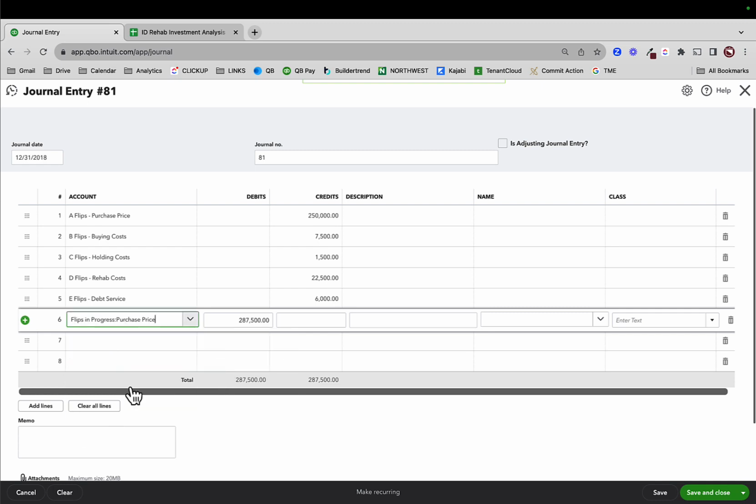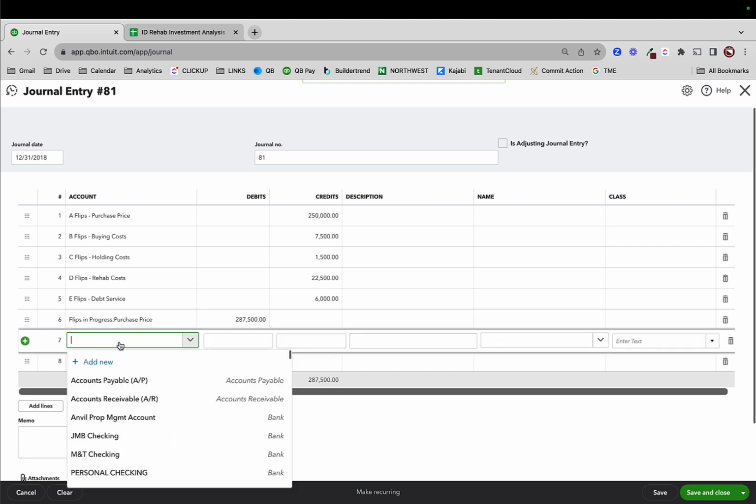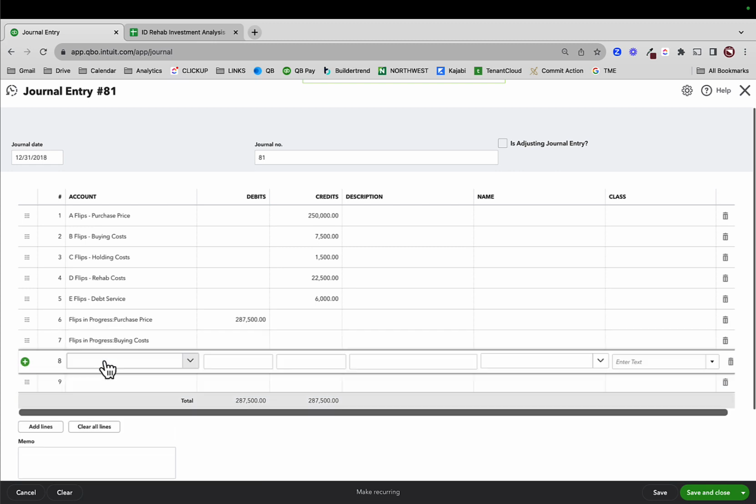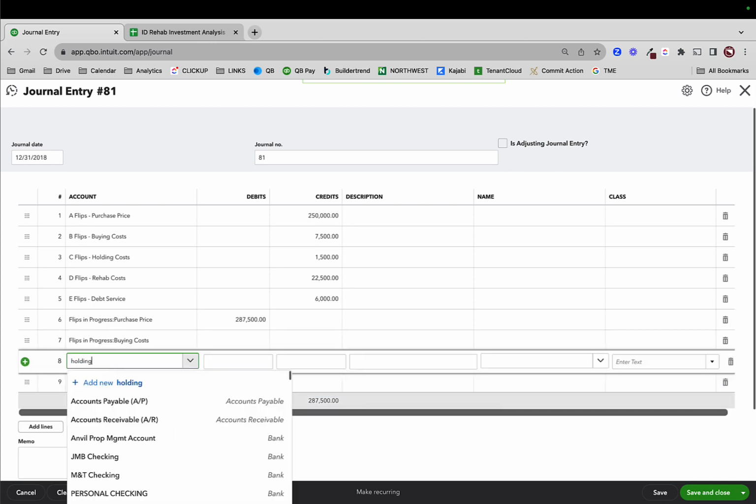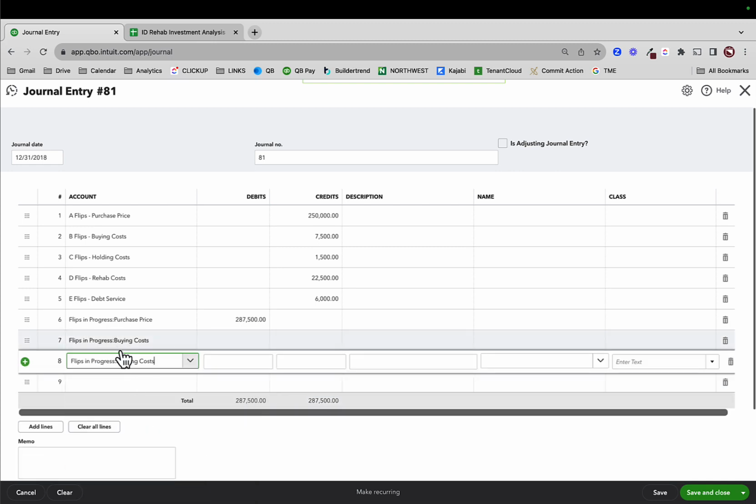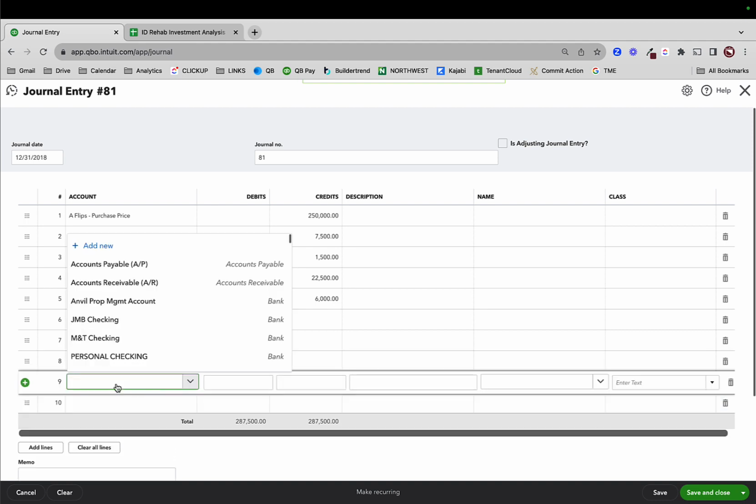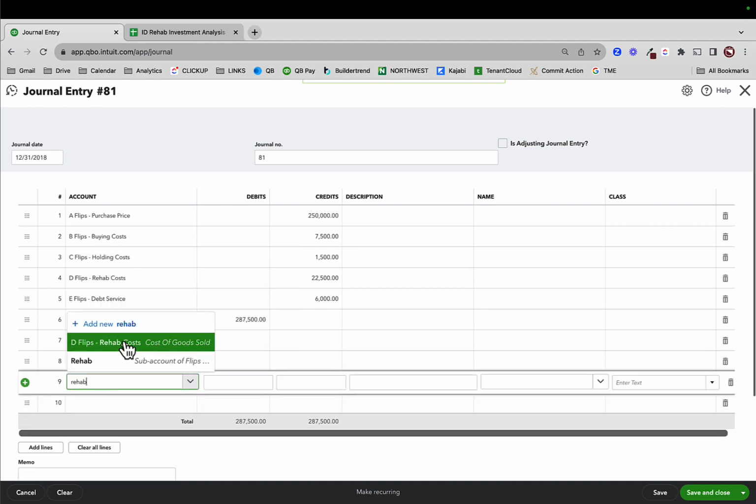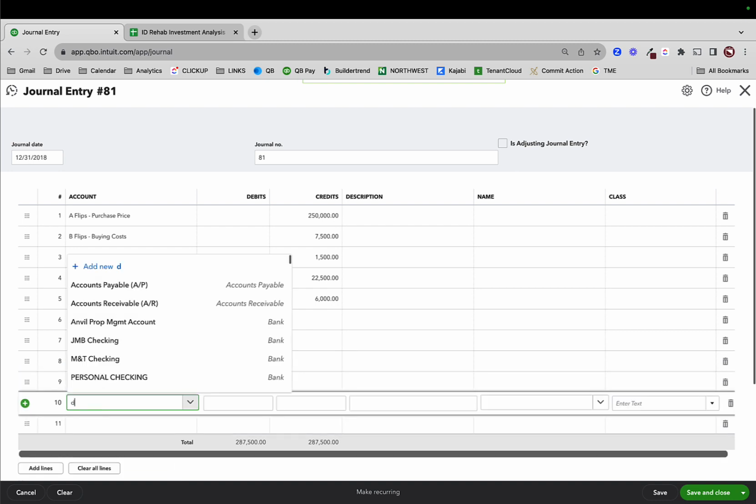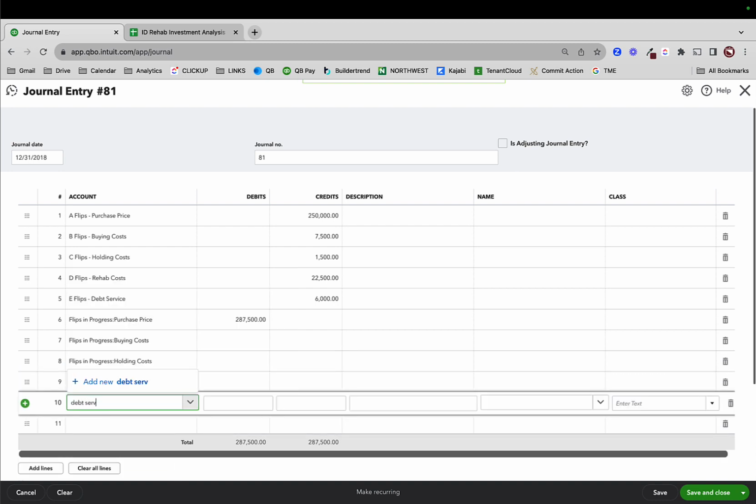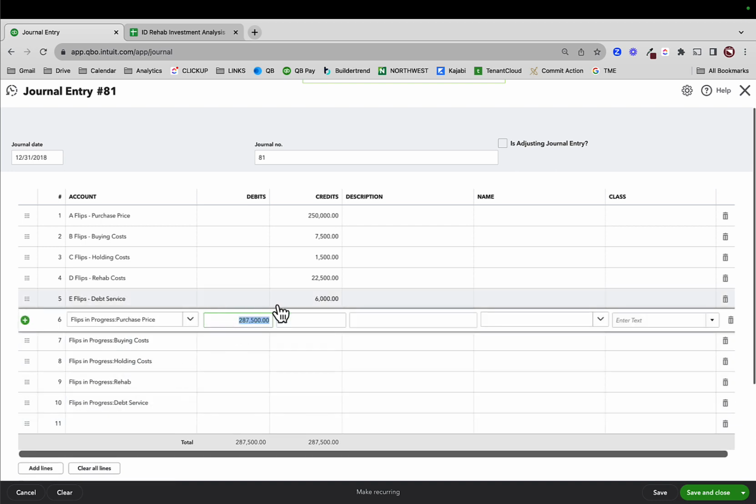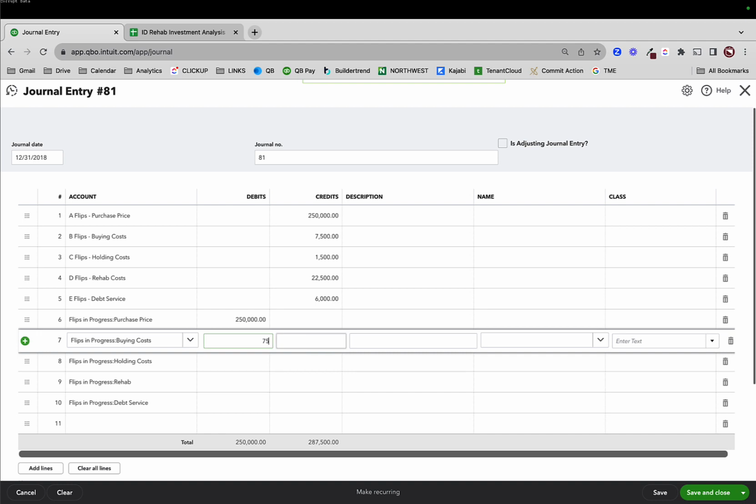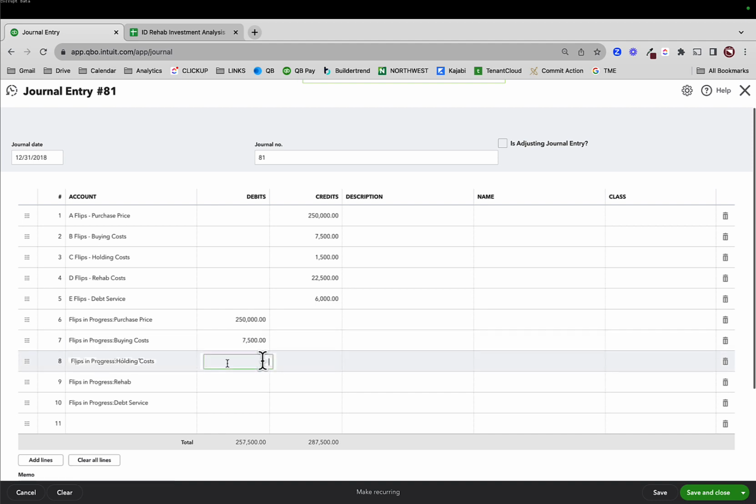So my purchase price is a sub-account of flips in progress. I got my purchase price, I got my buying costs, I've got my holding costs, all flips in progress, right? I got my rehab costs, debt service. Okay, and we're just going to mirror this over here. So $250,000. I'm just transferring it from the P&L to the balance sheet.